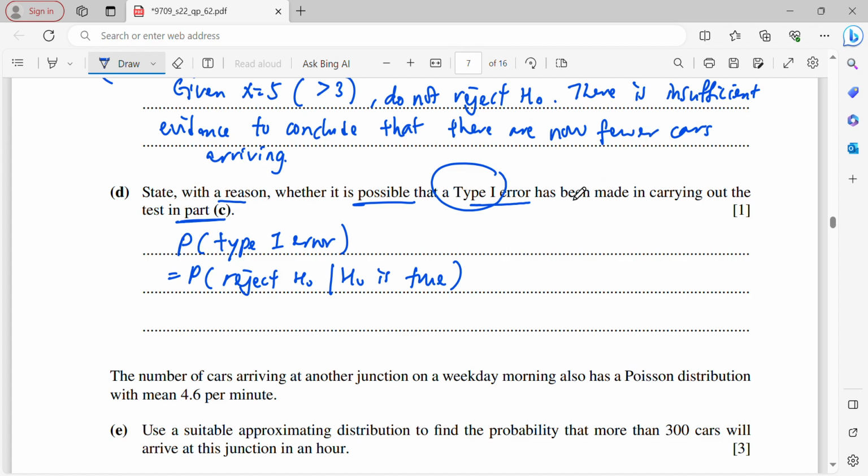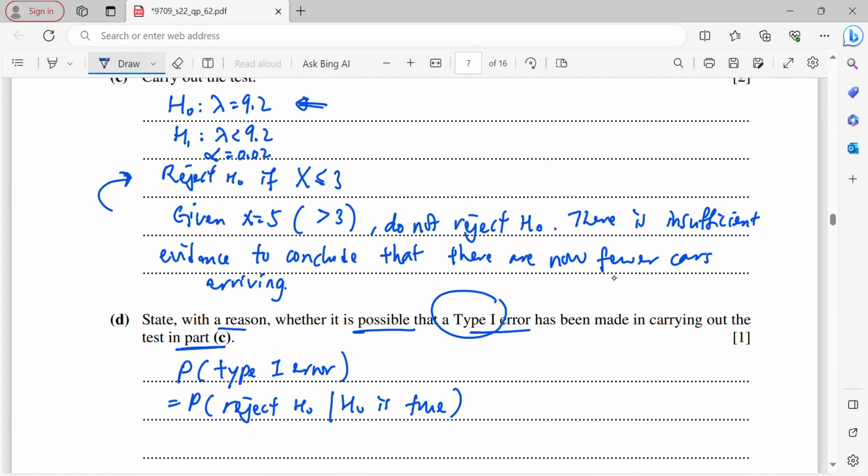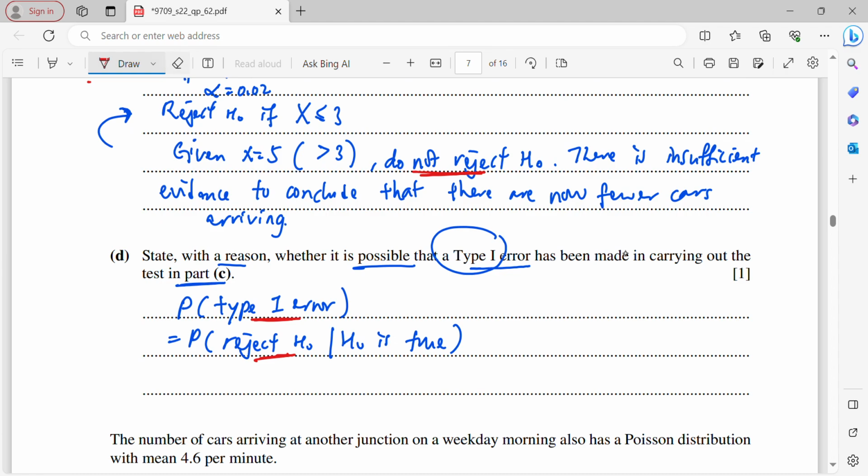Okay, so now when you look at part C, our conclusion is do not reject H0, right? Whereas type 1 error means reject H0. So that means this is not possible, right? Because your conclusion is do not reject H0. So now, not possible to have type 1 error.